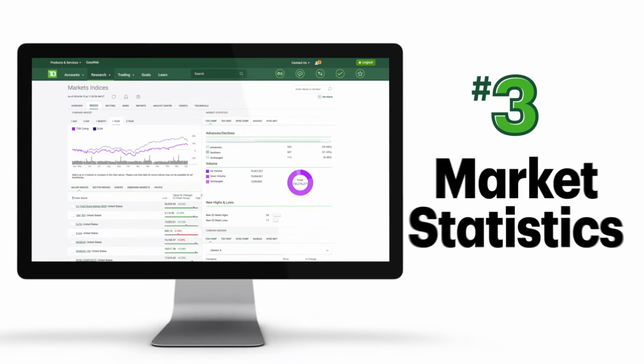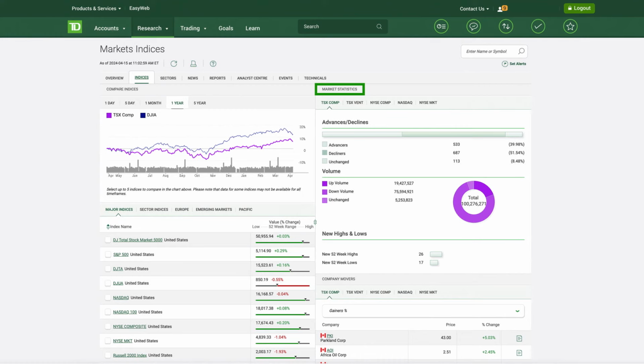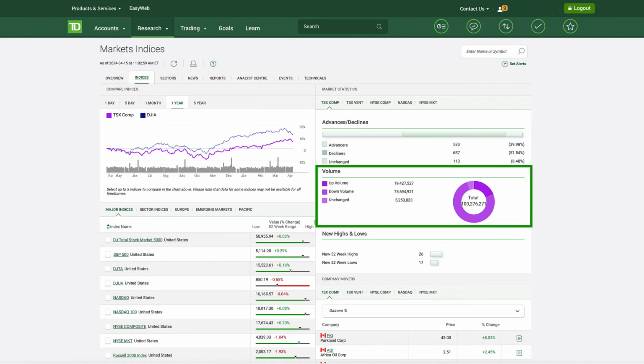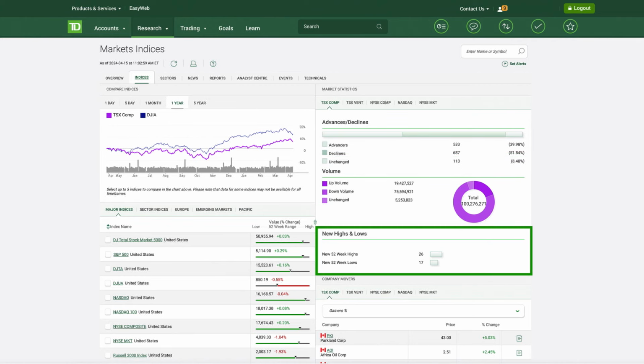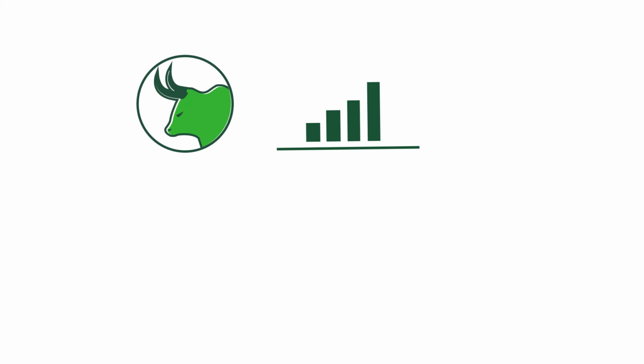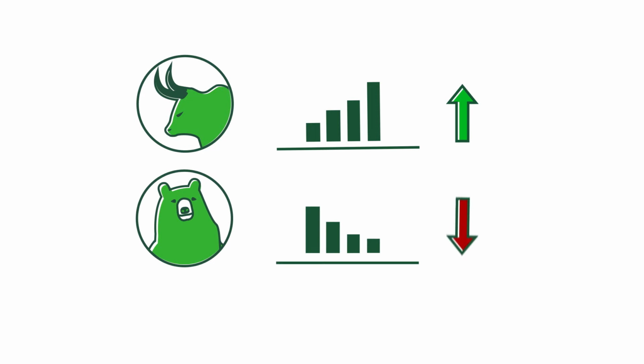Number 3, market statistics. Using market statistics, it's possible to find the number of securities having a positive day, the number of securities having a negative day, their respective volumes, and how many securities reach new 52-week highs and lows. To identify bullish sentiment, keep an eye out on stocks advancing, strong volumes, and many new highs. For bearish sentiment, look for the opposite.